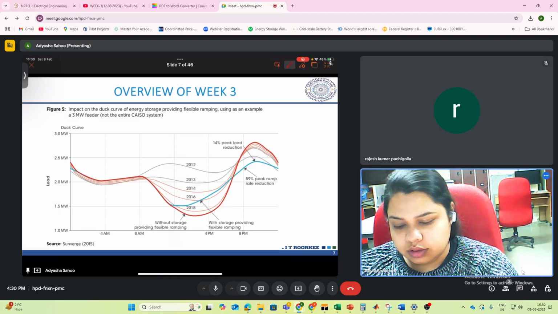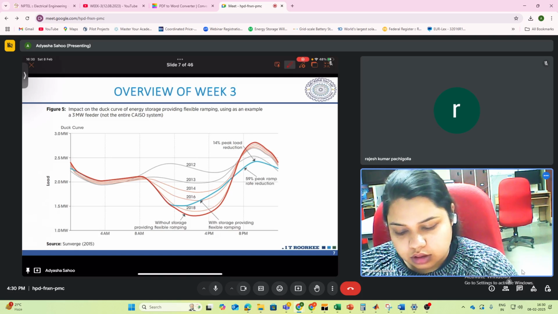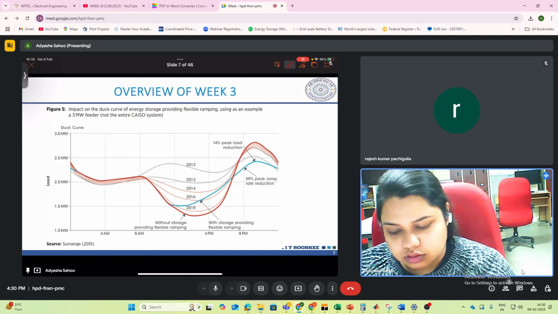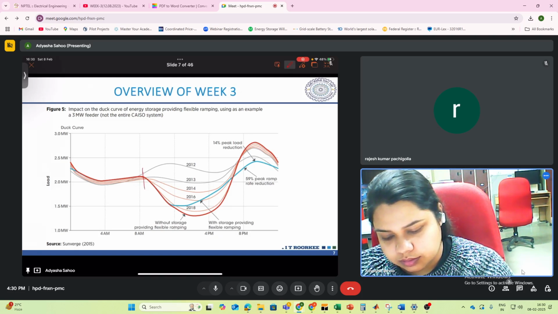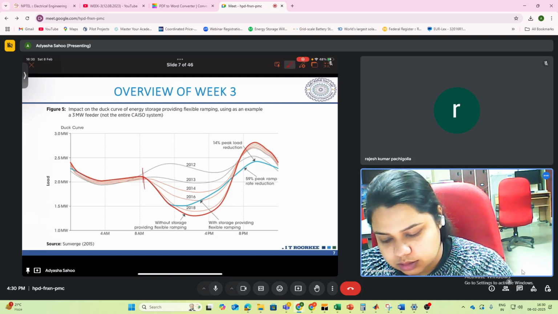Then next, we see here basically what we call the duck curve, and how the energy storage is helping us in flattening this load curve. So you can see that as the years are passing here, first we'll see what is the problem with this duck curve. So you can see from this region what is happening. There is a sudden decrease in the load demand. So that means during this period, you need ramp down services.